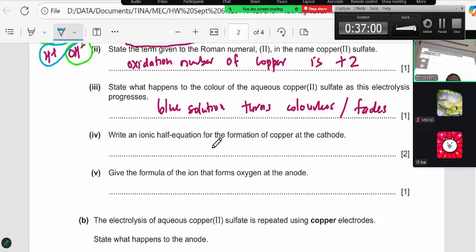Can write the ionic half equation. Lighter, lighter. So formation of copper at the cathode. Give the formula of the ion. Formula of the ion that forms oxygen. Okay, so you have to write OH negative. Let's say you don't write OH negative. Instead of OH negative, you write like that.